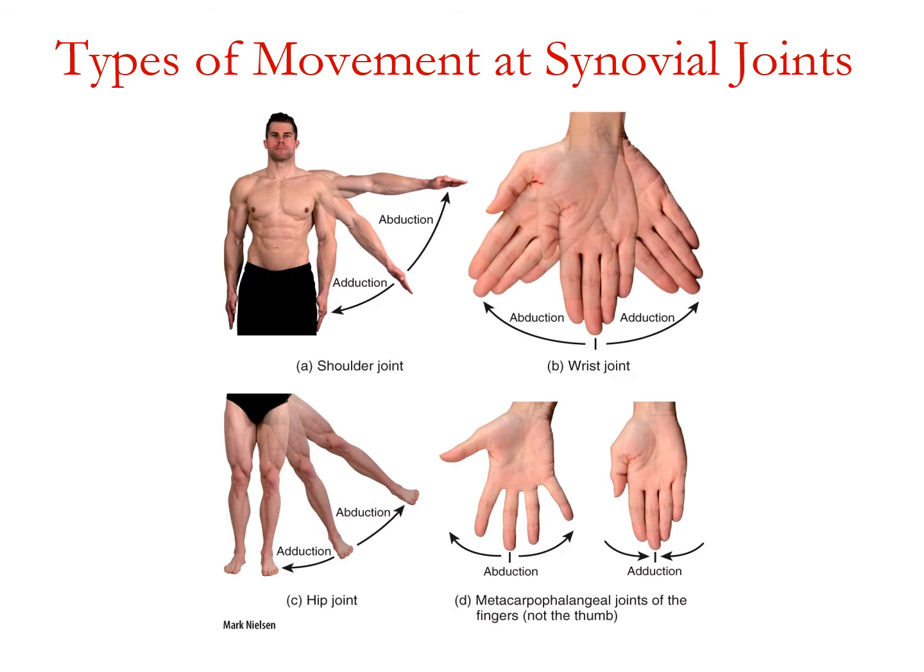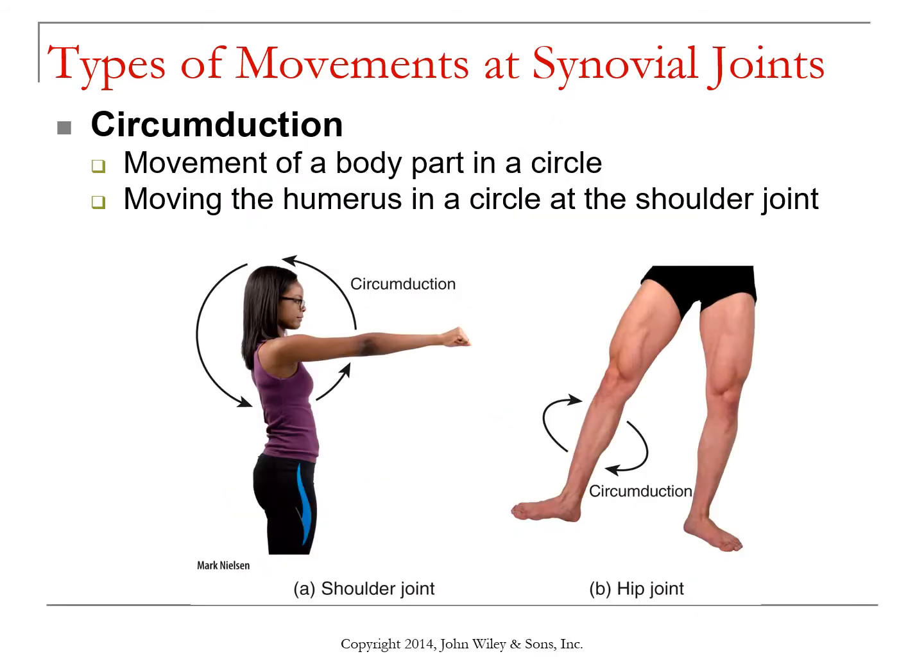It occurs at the wrists, at the hip, and also between the fingers, specifically at the metacarpophalangeal joints. Another angular movement is circumduction, and this is movement through several angles where the body part is moved in a circle. So think about creating a circle in space with your upper limb as they are extended, or making a circle in space with your lower limb as it is slightly extended or abducted.